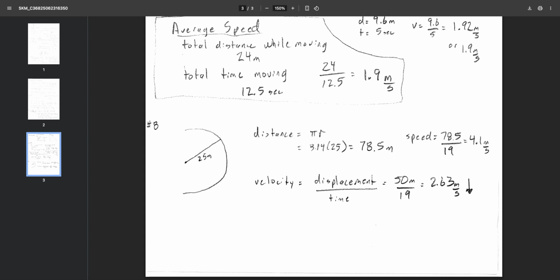But his velocity is clearly not that much because he went from here to here. So his displacement was 50 meters, and he did that in 19 seconds, which is 2.63 meters per second.